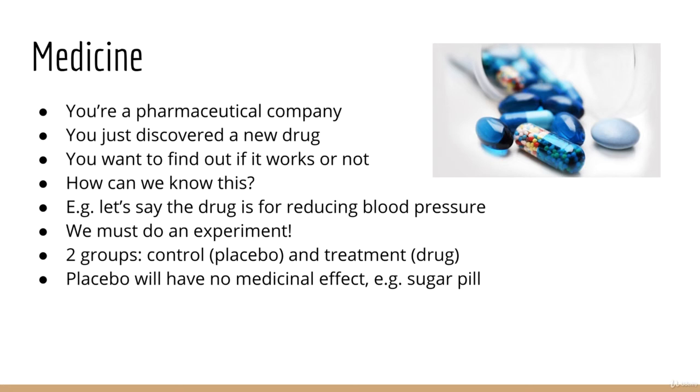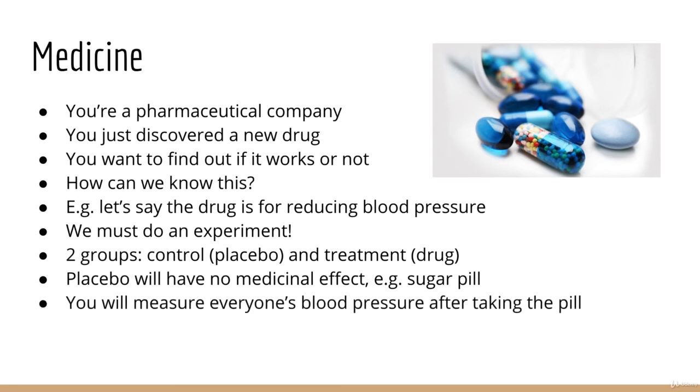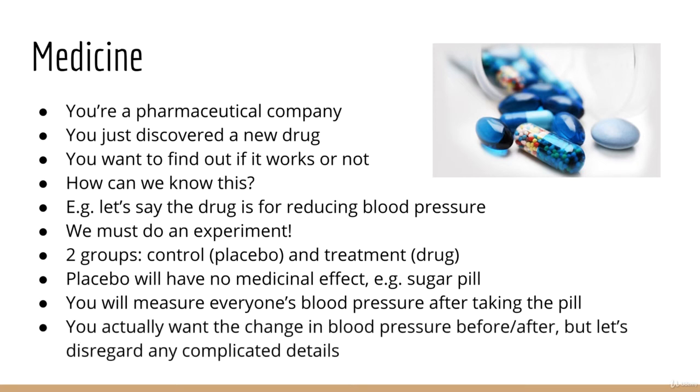Then, after the people in your experiment have taken their pills, you're going to measure their blood pressure. You're going to write down each measurement, and you're going to compare the outcome. Now, realistically, you might actually want to do something like measure the difference in blood pressure before and after taking the drug, but that's outside the scope of this course. In fact, there are a lot of details that are outside the scope of this course, but this is just meant to be an example, so just pretend for the sake of this lecture that they don't exist.